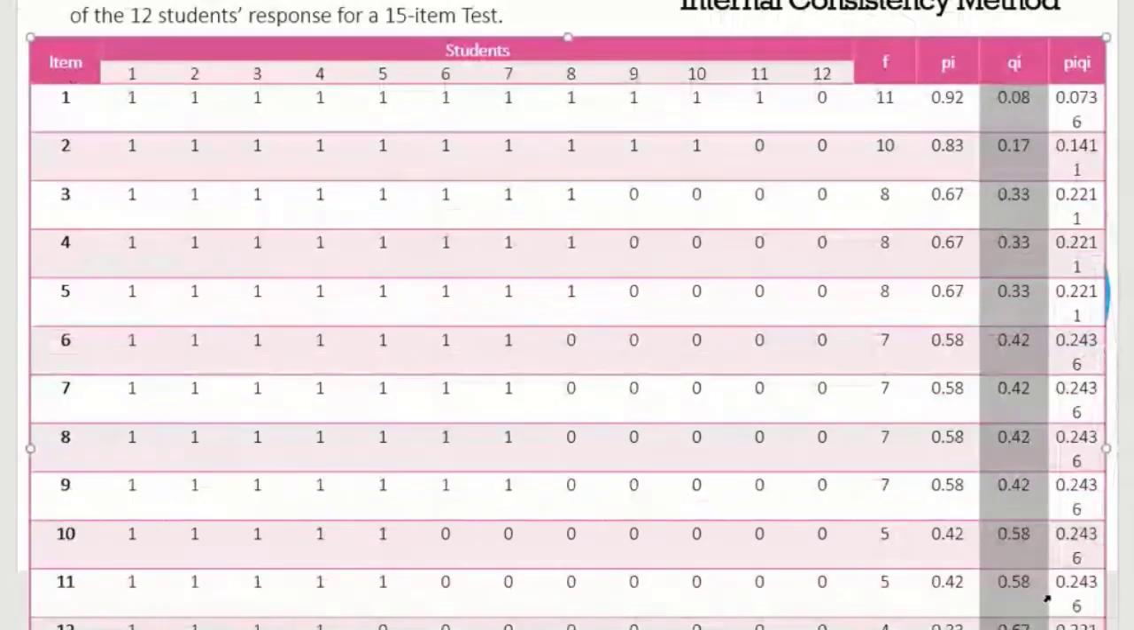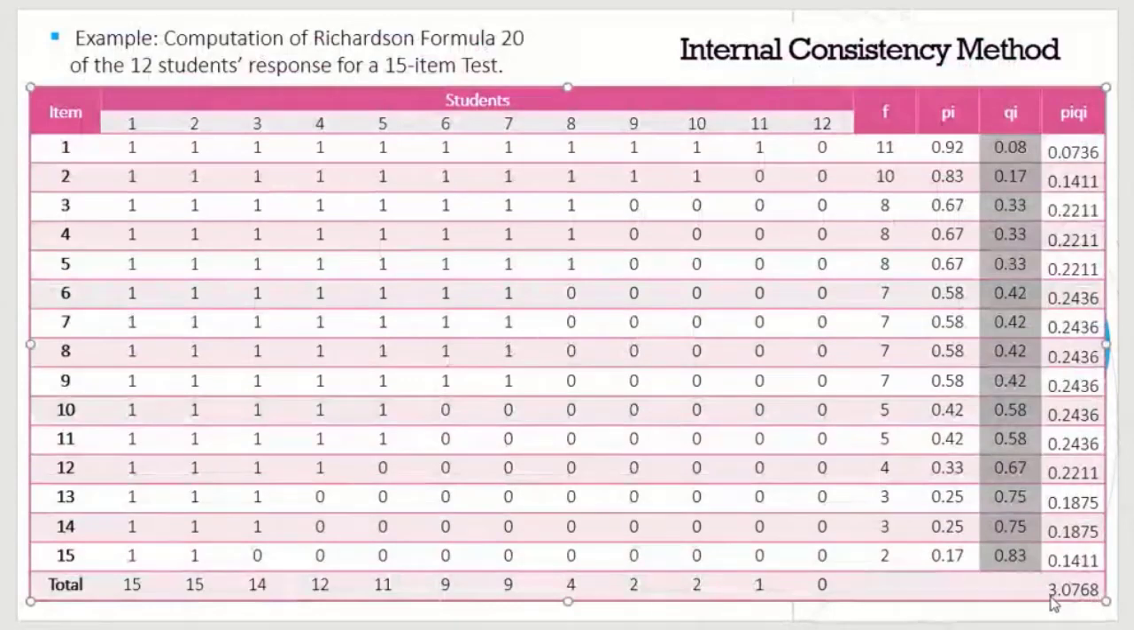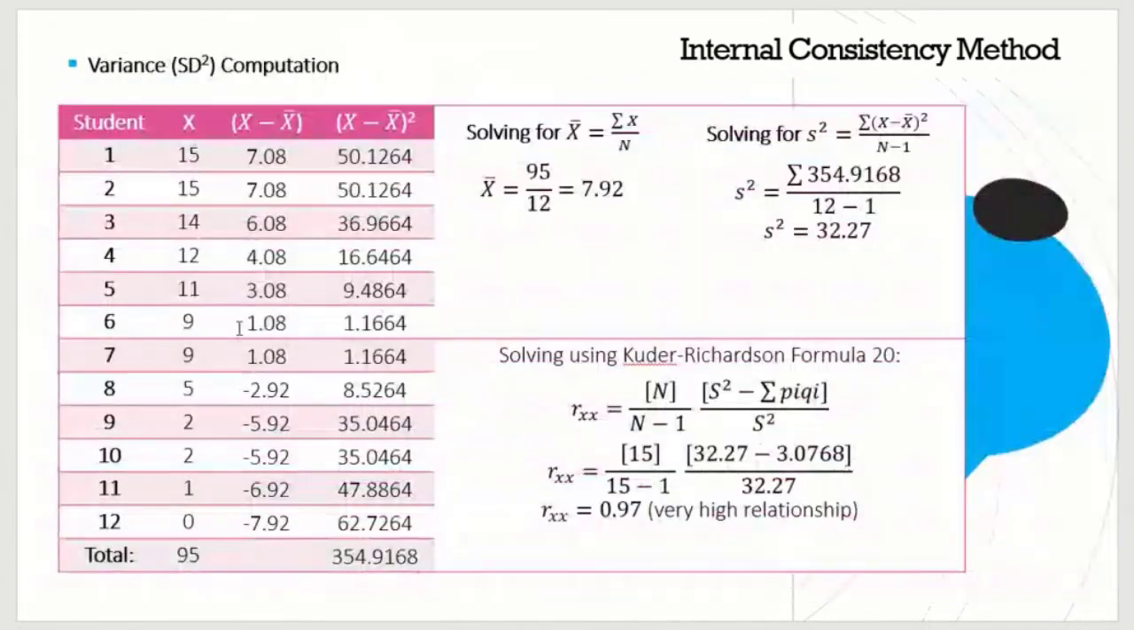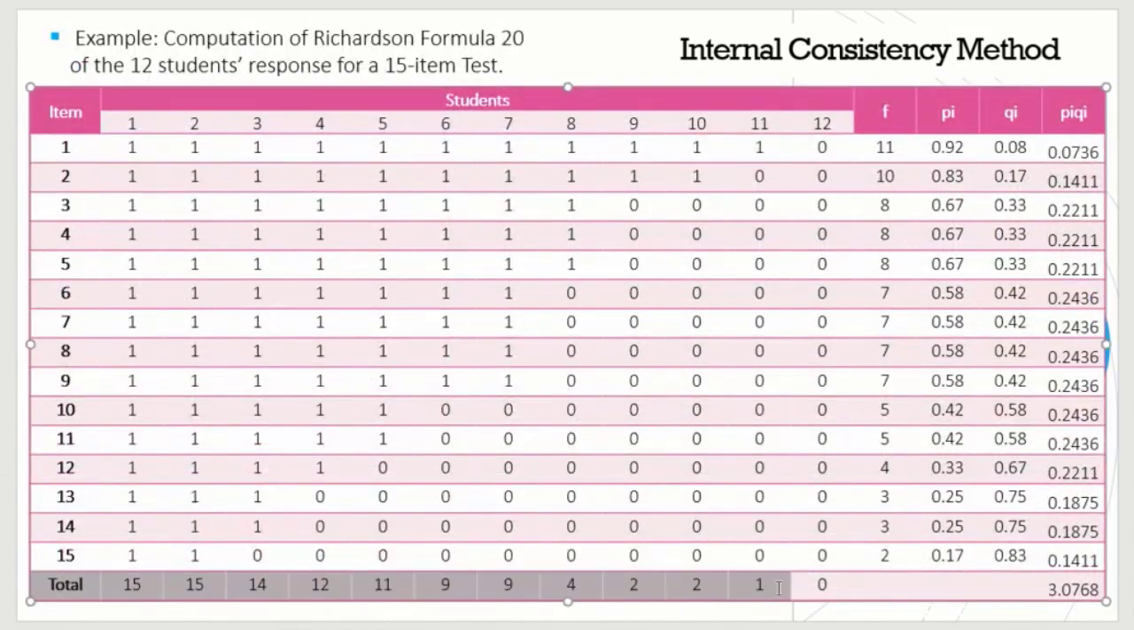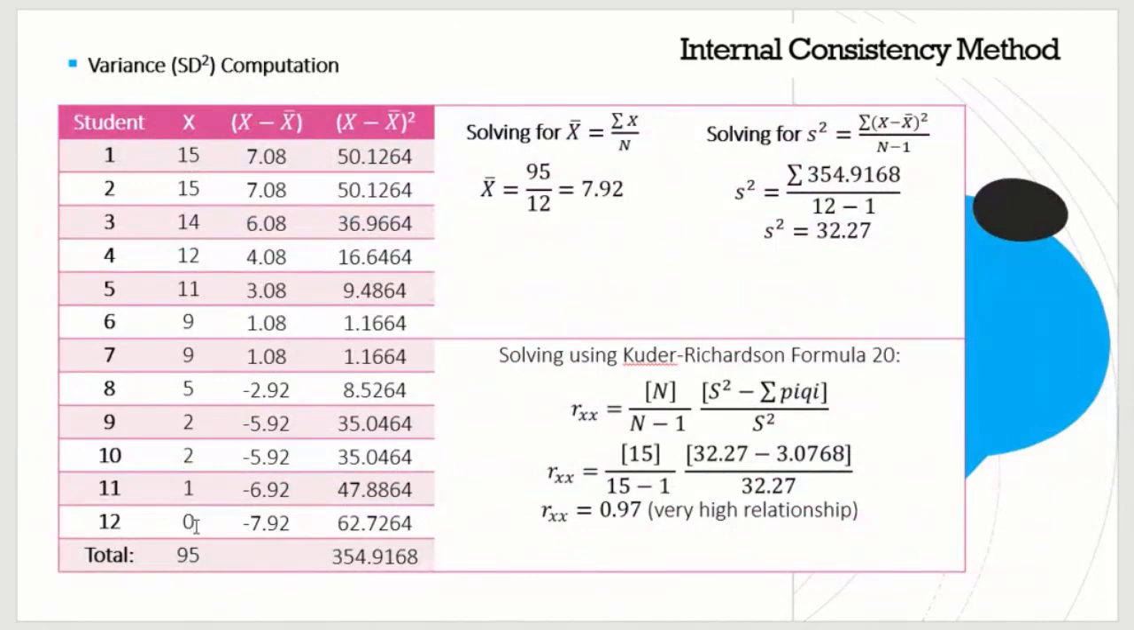And then, you will get the, anong ginawa ko? Okay. And you will get the summation of PI, QI. Okay. Now that you have the summation, you can go ahead now and get the variance. So how do we get the variance? I hope you can still remember your statistics. Okay, so you have 12 students. And then ito yung mga score nila. That is why this part, itong total dito sa baba, ay importante because you're going to use it here. Okay?